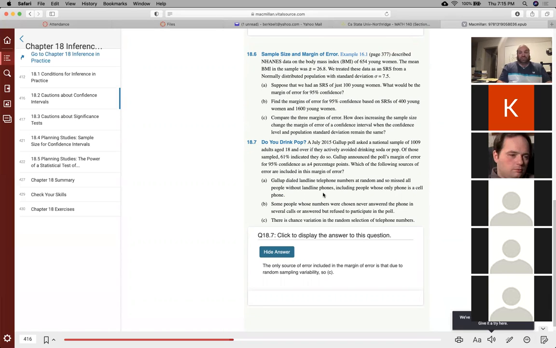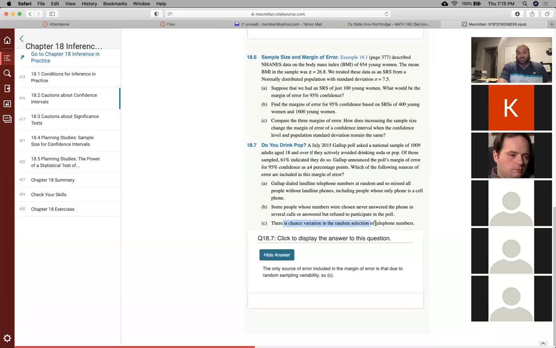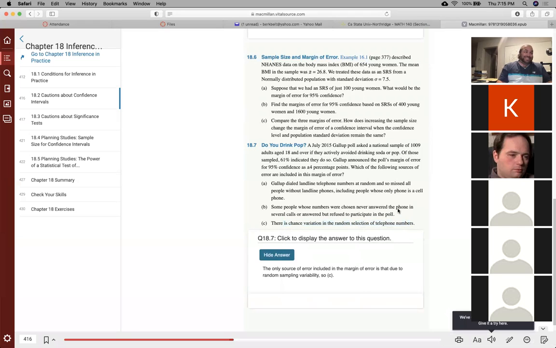Okay, you can't reach everyone under coverage. B, errors based upon non-response. Those are not random errors. Those are errors coming from the practical situation. C, there's always a chance variation in the random selection of telephone numbers. That's exactly what margin of error is all about. Not every sample is going to be the same, and therefore you're going to have different values.